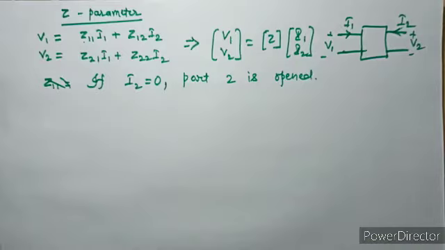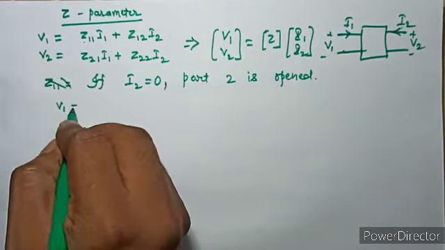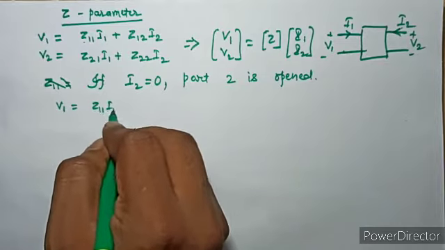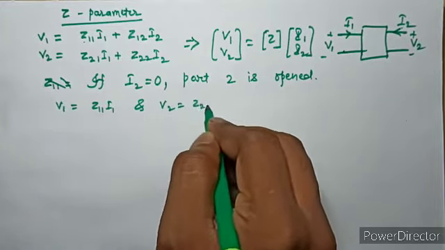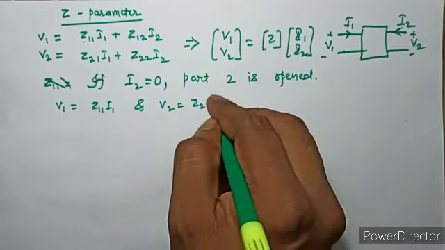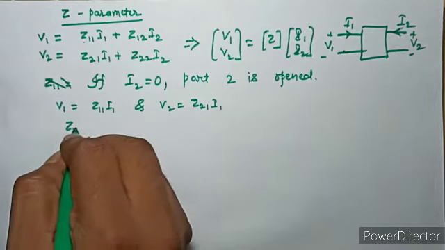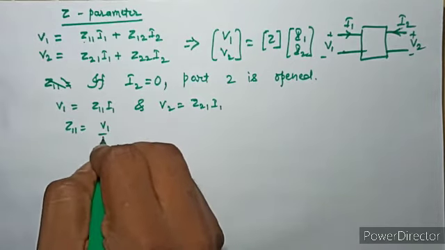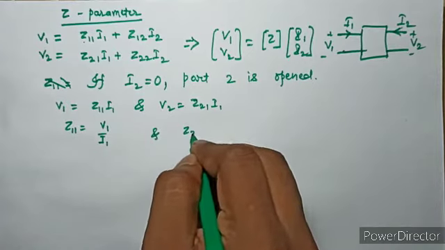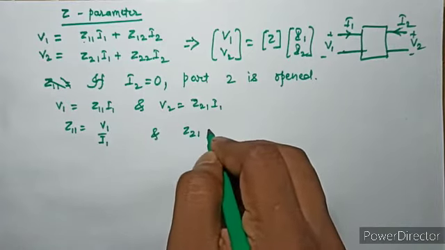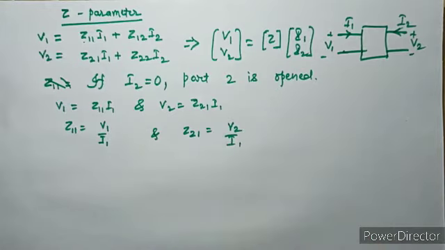open, right? So at that time we will have the expressions V1 is equal to Z11 I1 and V2 is equal to Z21 I1, right? So from here our Z11 will be V1 by I1 and our Z21 will be V2 by I1, isn't it?